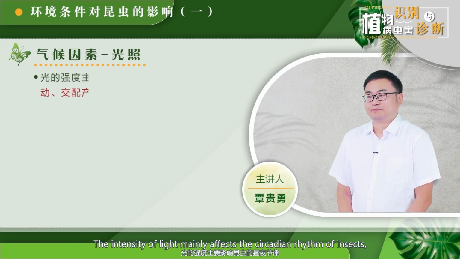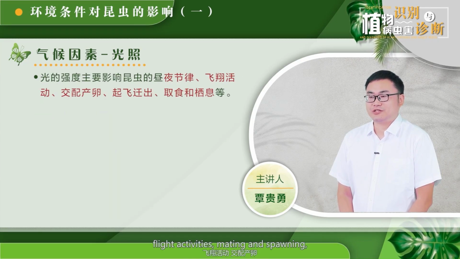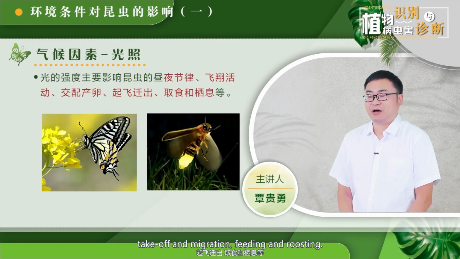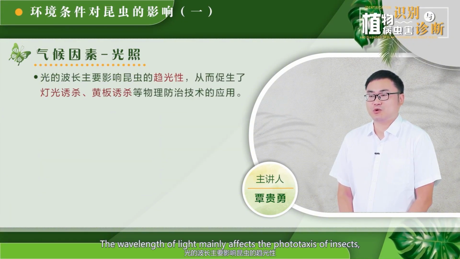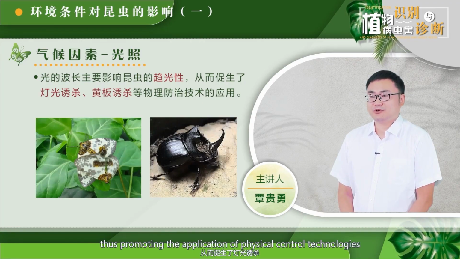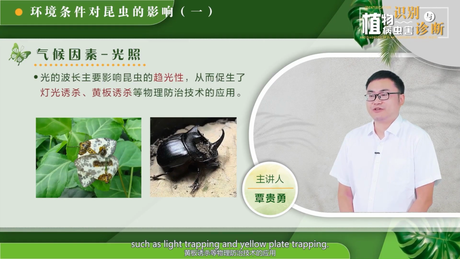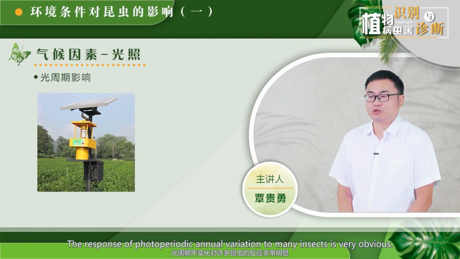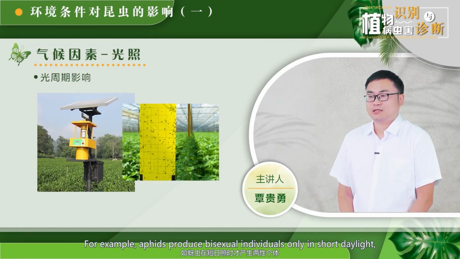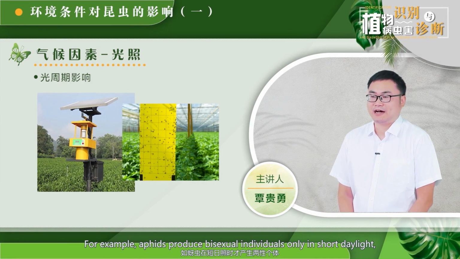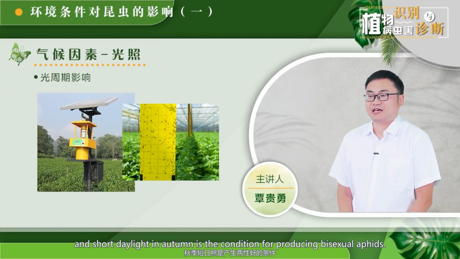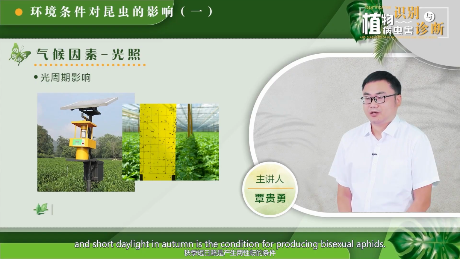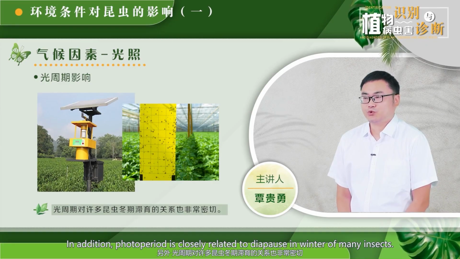The intensity of light mainly affects the circadian rhythm of insects, flight activities, mating and spawning, takeoff and migration, feeding and roosting. The wavelength of light mainly affects the phototaxis of insects, thus promoting the application of physical control technologies such as light trapping and yellow plate trapping. The response of photoperiodic annual variation to many insects is very obvious. For example, aphids produce bisexual individuals only in short daylight, and short daylight in autumn is the condition for producing bisexual aphids. In addition, photoperiod is closely related to diapause in winter of many insects.